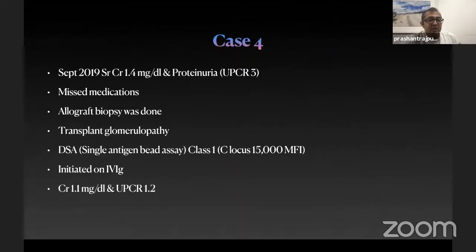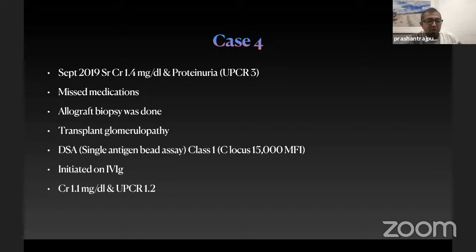In September of 2019, after 8 years, her creatinine gradually crept up to 1.4 milligrams per deciliter. She started developing proteinuria. She had missed medicines. We did an allograft biopsy. The biopsy turned out to be transplant glomerulopathy. We got her single antigen bead assay done. She had class 1 positive, and for the C locus, the MFIs were about 15,000.